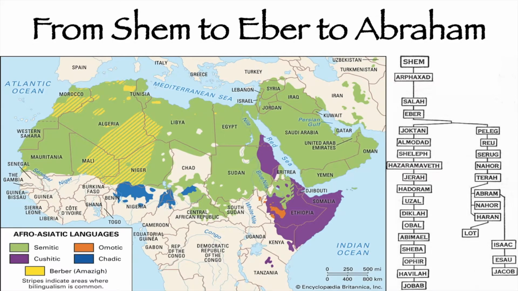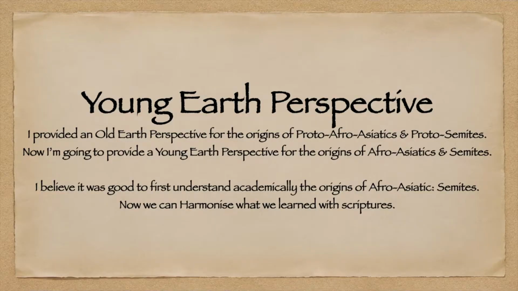From Shem to Eber to Abraham. I provided an old Earth perspective for the origins of Afro-Asiatics and Proto-Semites. Now I'm going to provide a young Earth perspective for the origins of Afro-Asiatics and Semites. I believe it is good to first understand academically the origins of Afro-Asiatic Semites.